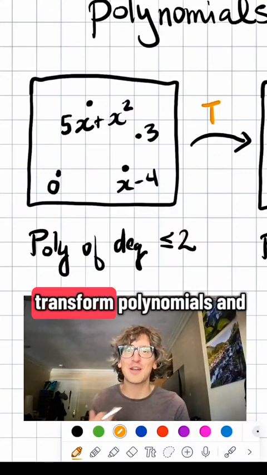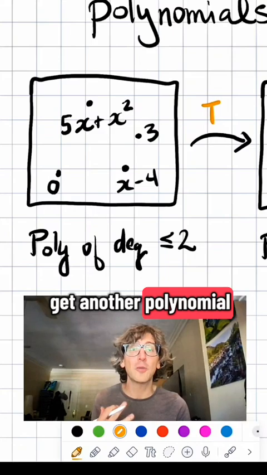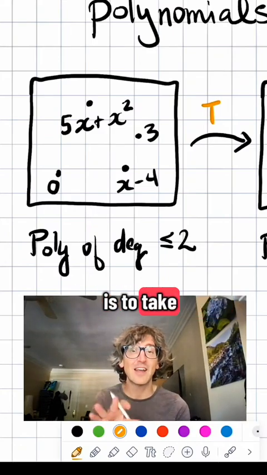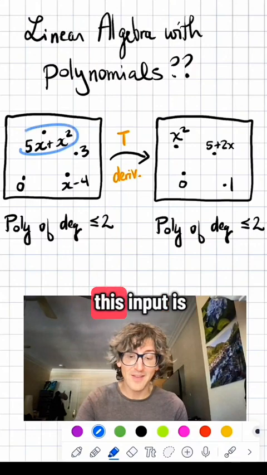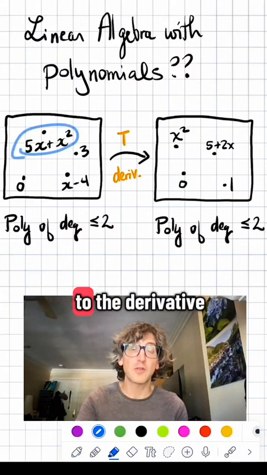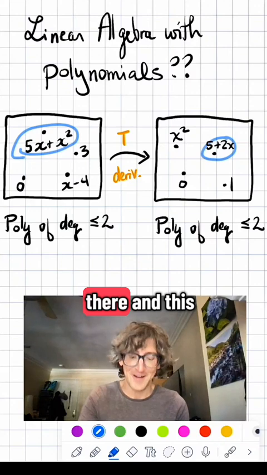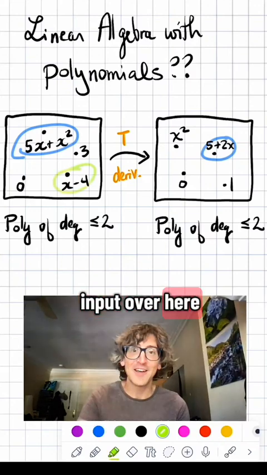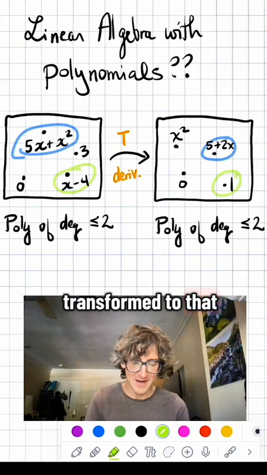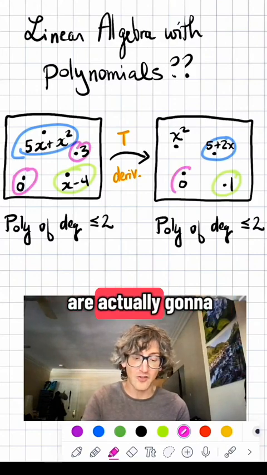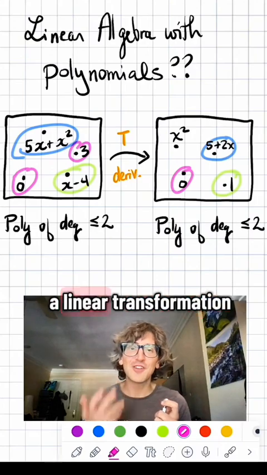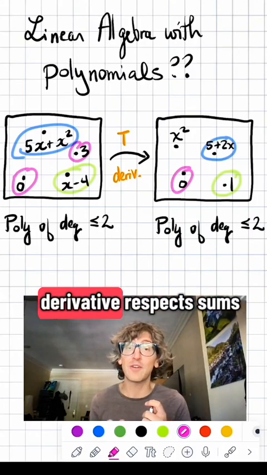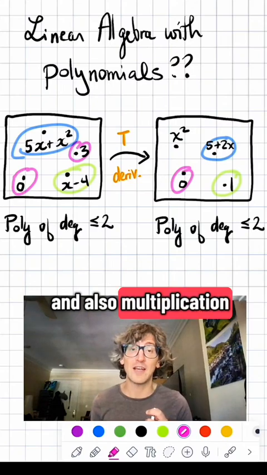Now how do we transform polynomials and get another polynomial? My favorite way to do that is to take the derivative. So what I'm saying is that this input is going to get transformed to the derivative, which is over there. And this input over here is going to get transformed to that. And then a couple different inputs are actually going to go to 0. And it's actually a linear transformation because taking a derivative respects sums and also multiplication by scalars.